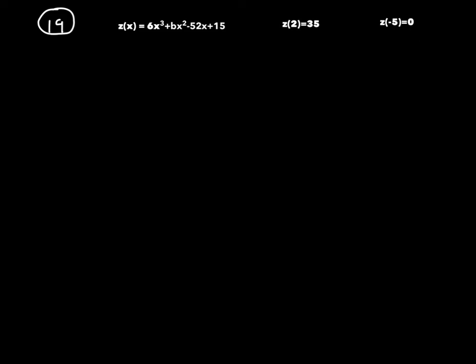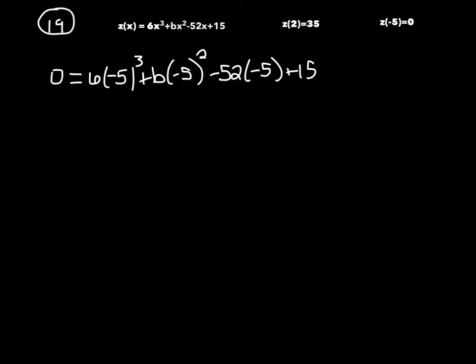So what I'm going to do is replace all these x's with -5, and replace this side of the equation with a 0. So it looks like this. Now from here, all we have to do is solve this for b. So we can say that 0 is equal to, well, 6 times -5 cubed is equal to -750. And then since -5 squared is 25, we'll have plus 25b. And -52 times -5 is positive 260. And let's bring down the plus 15.